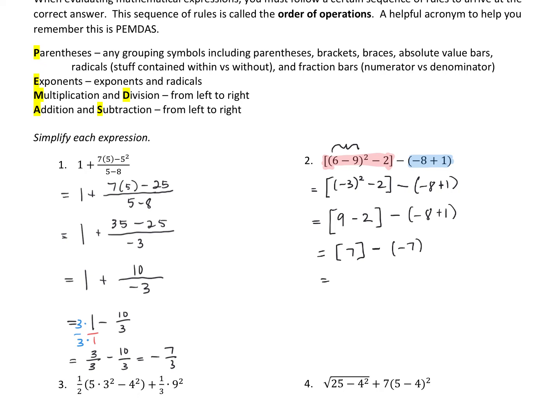Okay, so now I have 7 minus a negative 7. Two negatives back to back become a positive. So this is really 7 plus 7. And then we know that that is 14. So this expression for number 2 simplifies to 14.